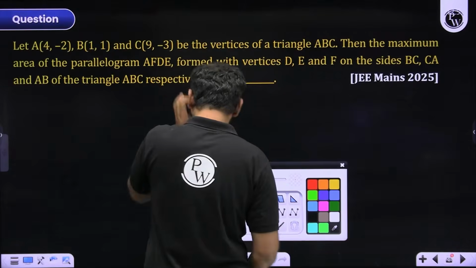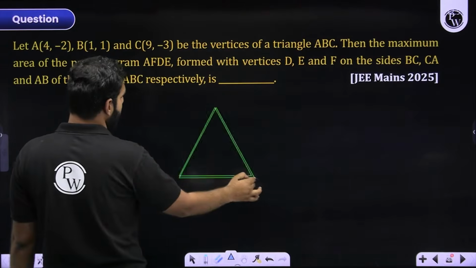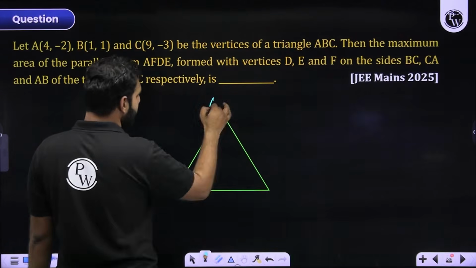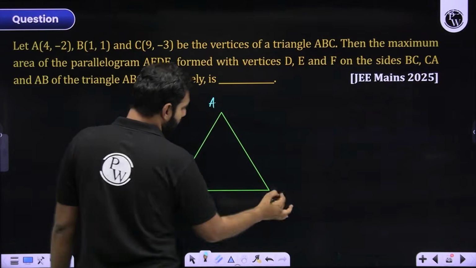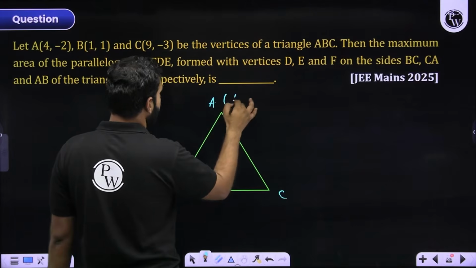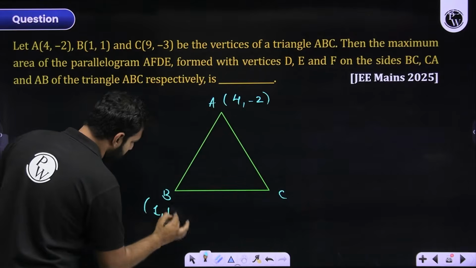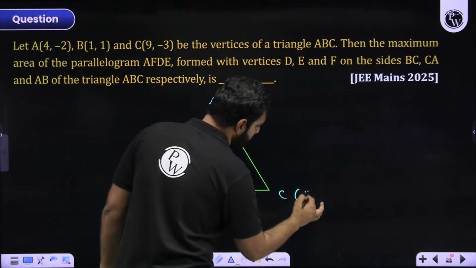So let me draw this triangle first of all, ABC. So there will be a triangle ABC, and it will have its own vertices. This will be A, let's say this is B and this is C. A is given as (4, -2). B is given as (1, 1). C is given as (9, -3).